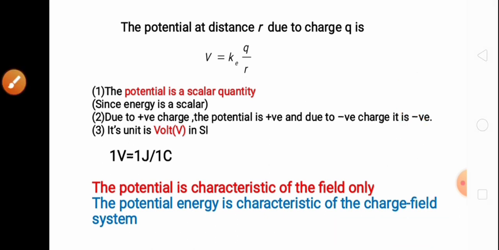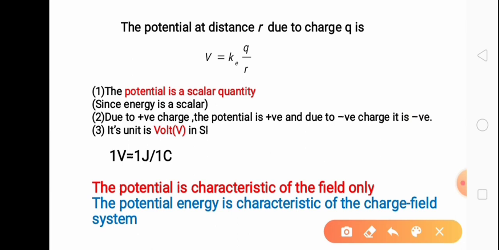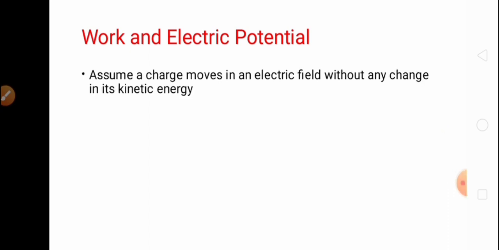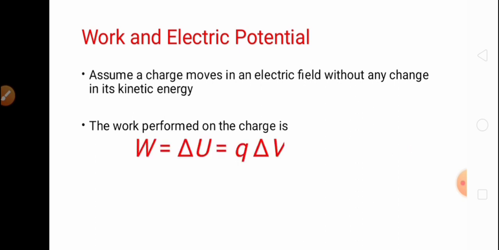Here is one important statement. Potential is the characteristic of the electric field only, whereas potential energy is the characteristic of the charge-field system. If a charge is placed in an electric field, it has some potential energy. Okay. Work and electric potential. If you know the difference of potential between 2 points, then what is the work done to move a charge from point A to point B?